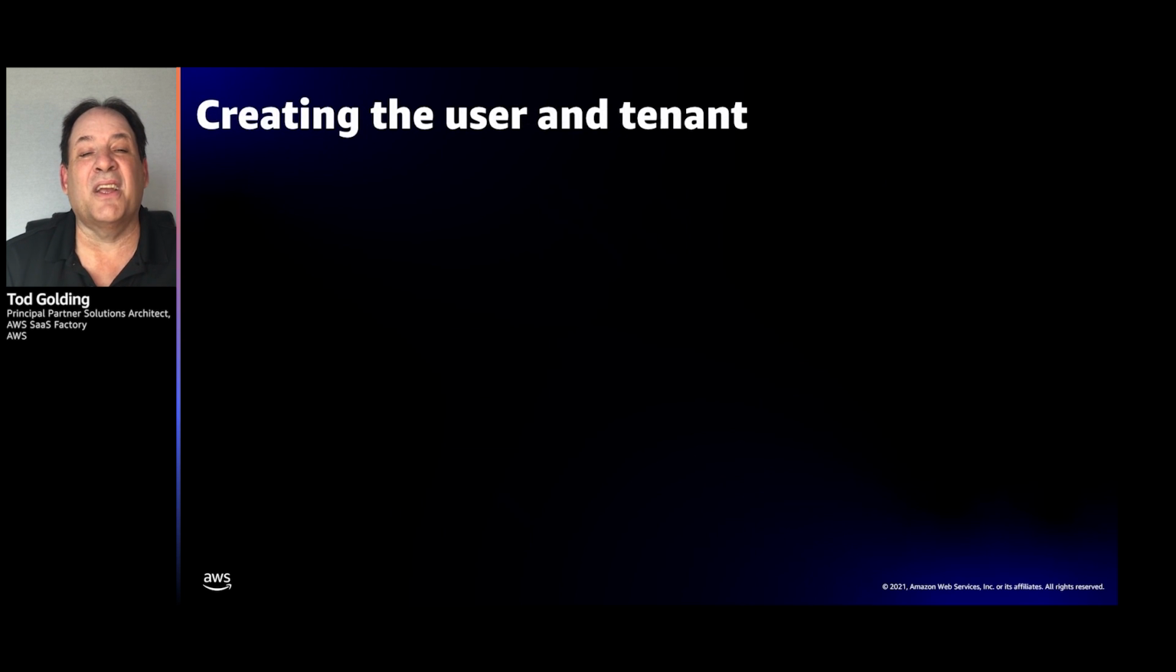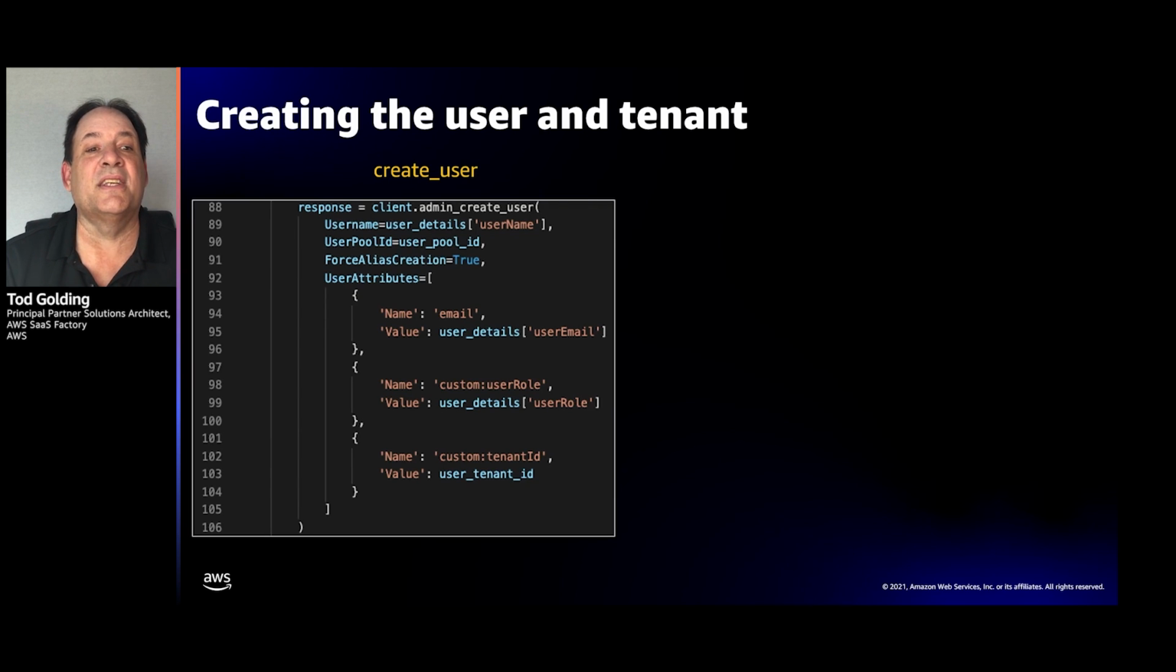Now, if we look at the code behind creating a user and creating a tenant, it's really straightforward code. The really interesting thing is in this create user piece: you'll see a line of code near the bottom where we're setting the tenant ID into the attributes of the user. So we're populating the attributes of the user when we create the user, but we're also filling in tenant context as part of that. So when the user gets persisted into Cognito, we'll have that extra bit of data.